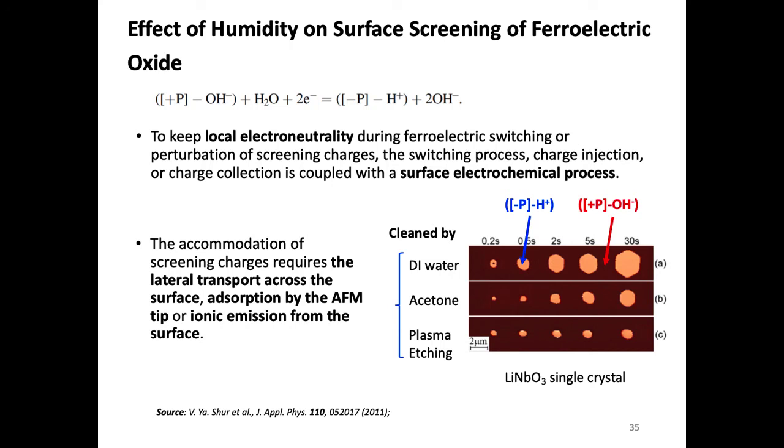So the accommodation of screening charge requires lateral transport across the surface, adsorption by the AFM tip, or ionic emission from the surface, and this can be studied both by DFT and other chemical tools as well as AFM.